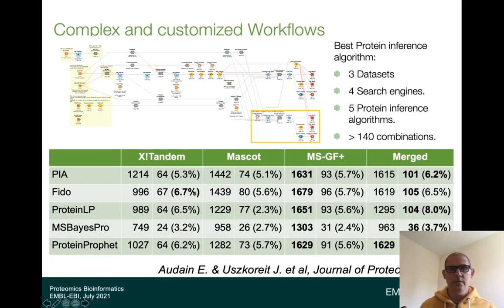For example, if you use only one search engine, for example X!Tandem, you can get 1,200 proteins for that particular data set. But if you use MS-GF+, you get around 1,600, and when you combine them, some of the results overlap, especially at the protein level. I will not go into detail. At the protein level, you don't see that much improvement, but at the peptide level, you get more coverage for each protein because you can have more peptides identified.